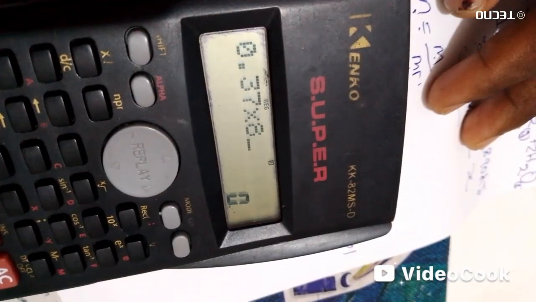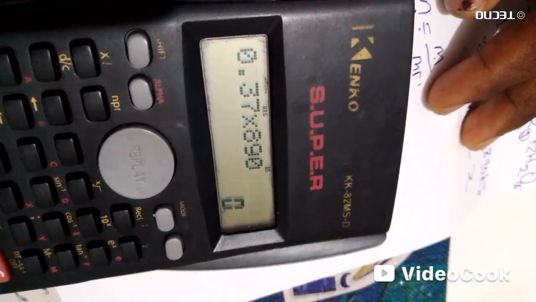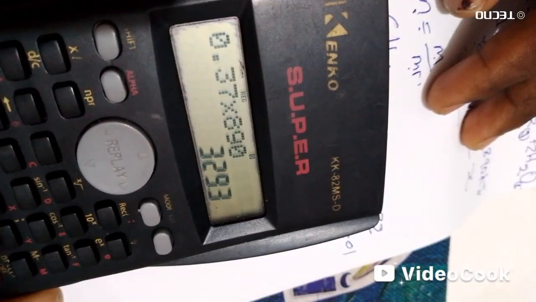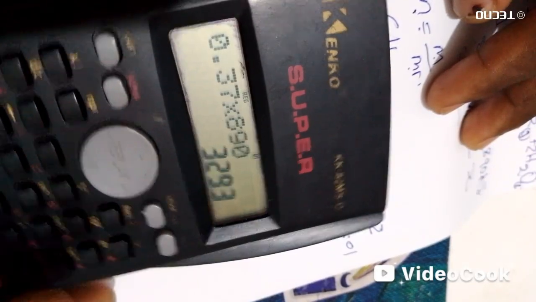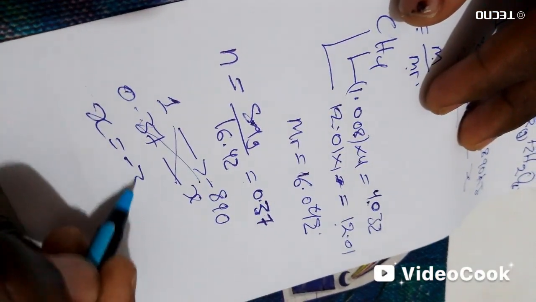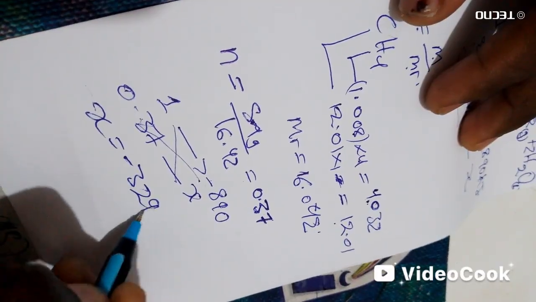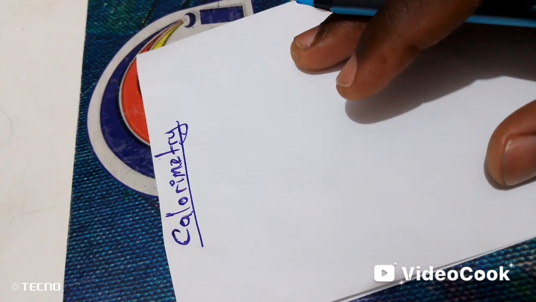It's negative 890. Yeah, we have that, 329.3. So negative 329. Okay, so the other thing was calorimetry, right?